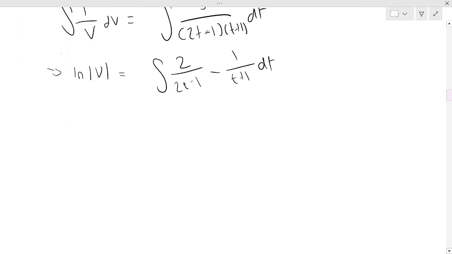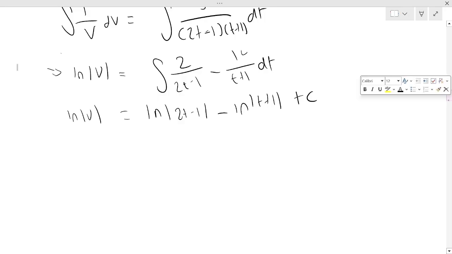But then in the same sort of principle, I can use the log, reverse chain rule, log rule, depending on what you call it. I recognise 2t minus 1 differentiates to 2. So ln v equals ln of mod 2t minus 1, minus, and then t plus 1 differentiates to 1, which is exactly what we got, so it's exactly ln of t plus 1. And there will be a plus c, right? Because it's indefinite integration. There's no limits on any integral, so we need to account for plus c.